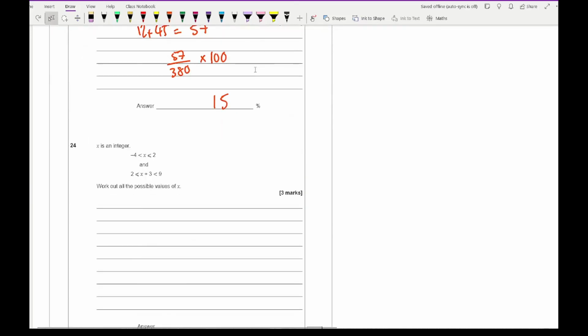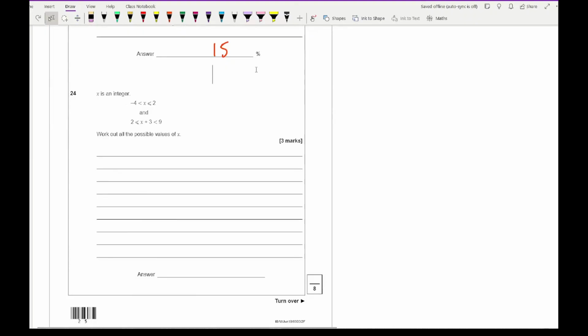Then moving on to question 24, it says x is an integer where x is between -4 and 2 inclusive of 2. And then the second one is where x is between 2 and 9, where x is plus 3. It says work out the possible values of x. From this, our first inequality, x is an integer, so it's got to be a whole number. So the whole numbers between -4 and 2, inclusive of 2, are -3, -2, -1, 0, 1, and 2.